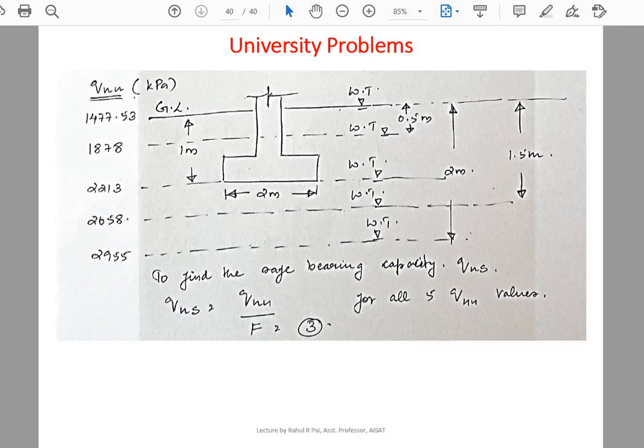Now in the next lecture we'll be starting the fourth module, that is pile foundations. Okay, no, it is the fourth module. I think it is combined footing. So in the next class we will be dealing with the fourth module. So with this, this entire module is over.